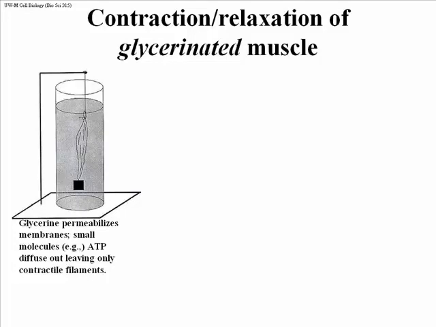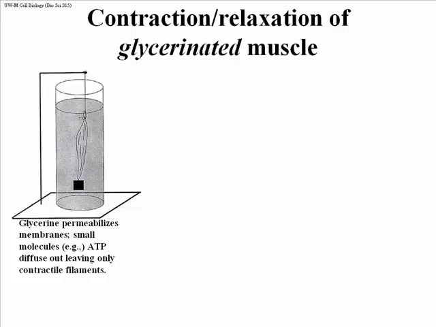You can soak a muscle in glycerin, and it permeabilizes membranes, and all of the smaller molecules in the cell can diffuse out. You leave only contractile filaments. I don't have the pictures to show you, but if I were to do electron microscopy on glycerinated muscle fibers, you would see the actin, myosin, and Z lines much the same as we just saw them a moment ago.